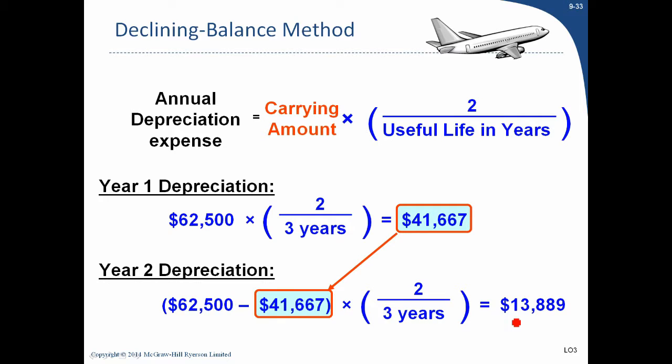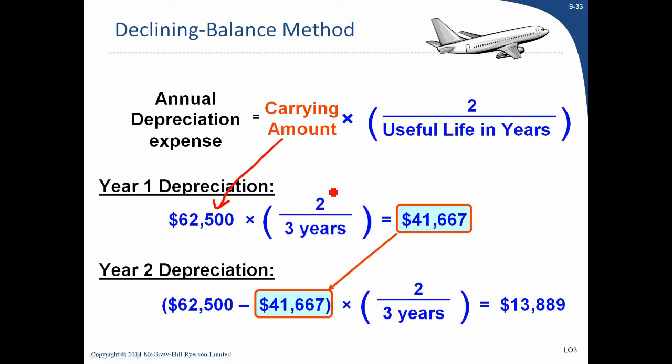So this is showing 2 years' worth. In the first year, our carrying amount is just the cost. Why is that? Because in the beginning of the year, there's no depreciation, right? This is a new asset. So the cost is equivalent to the carrying amount because accumulated depreciation is 0.